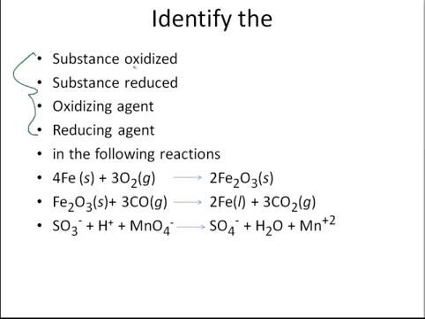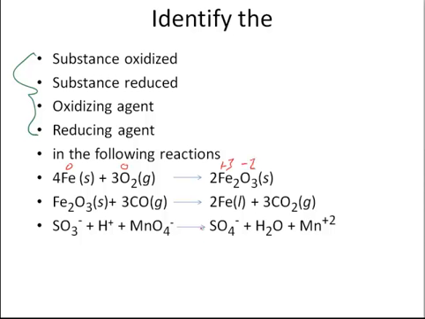Which one is the substance oxidized? Which is reduced? What's the oxidizing agent? What's the reducing agent? So let's just start assigning oxidation numbers here. Now, iron in the solid state, 0. Oxygen in its natural state, 0. Iron here, +3. Oxygen here, -2.